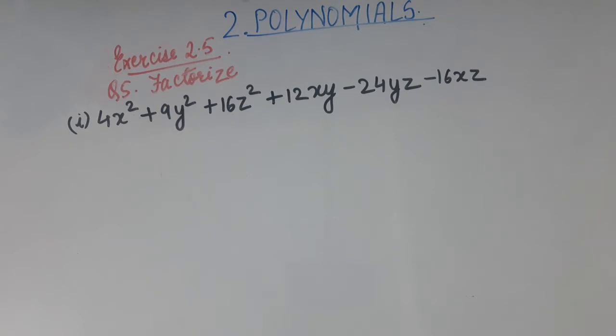Question number 5 is: factorize the polynomial 4x square plus 9y square plus 16z square plus 12xy minus 24yz minus 16xz. As we solved question number 3, which was again factorized using a particular identity, we identified which identity was hidden in that question. So here also one identity is hidden which we need to find.